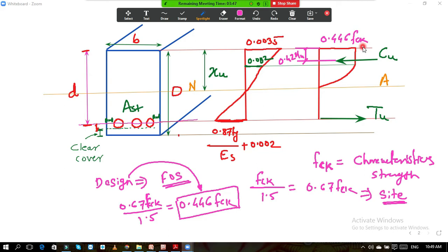Okay, I hope now how this 0.446 FCK comes is clear to you.